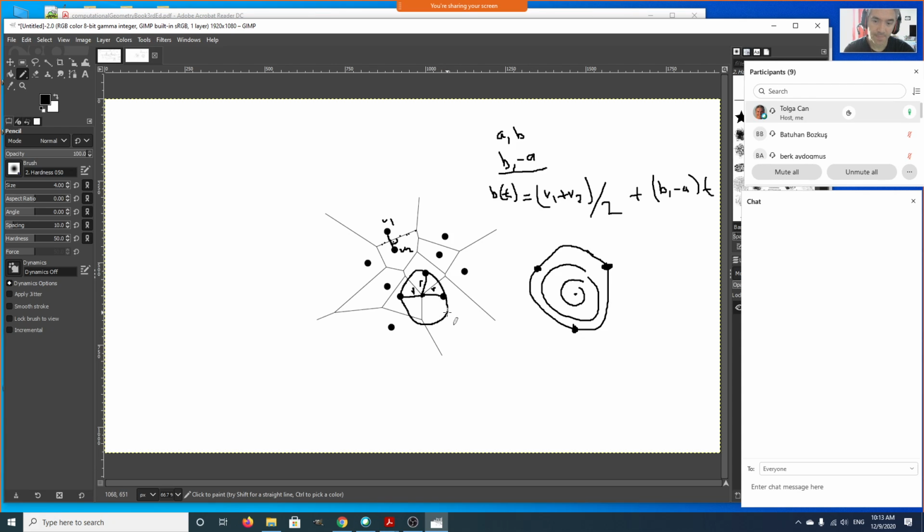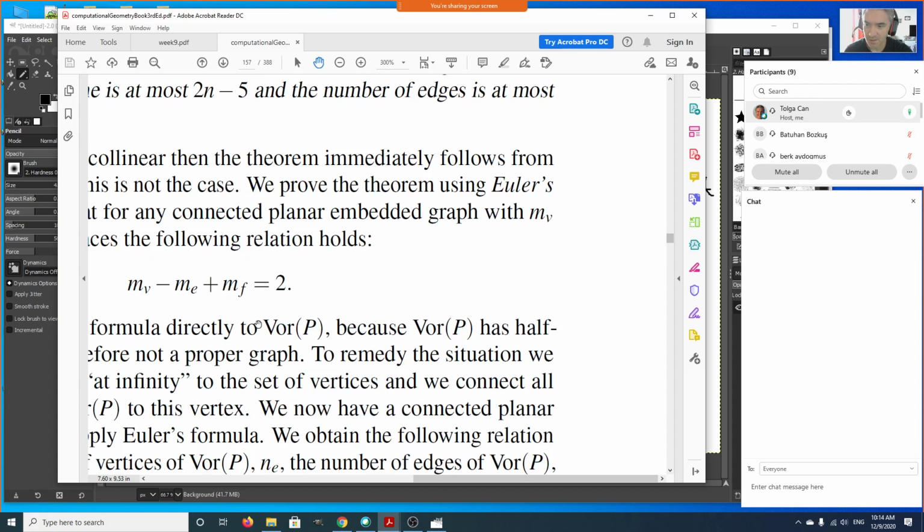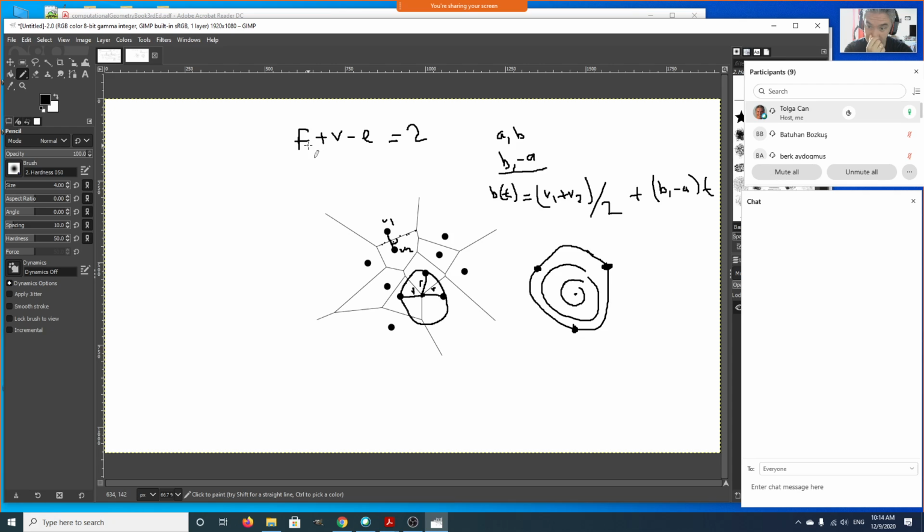Okay. The book also talks about the complexity of the Voronoi diagram, the number of vertices and the number of edges, by using the Euler theorem, which states that the number of faces plus the number of vertices minus the number of edges is equal to 2 in a connected planar graph. Did I write it correctly? Let me see. It may be incorrect. Actually, yeah, number of vertices plus number of faces minus number of edges. I wrote it correctly. So the number of vertices plus the number of faces minus the number of edges is equal to 2 in a connected planar graph.